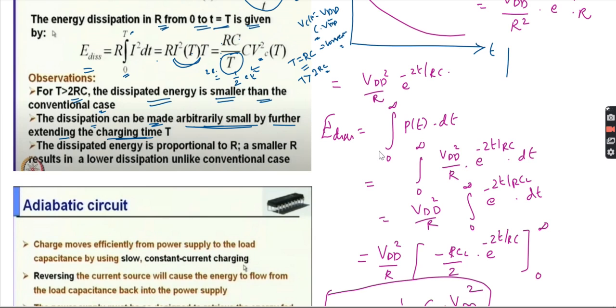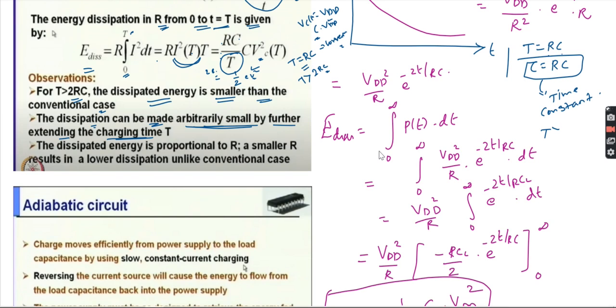Because initially we made T equal to RC, where R and C give the time constant, tau is equal to RC. It's a time constant. So now T equal to RC is conventional, and T greater than 2 RC is the next case. Now keep on increasing T.